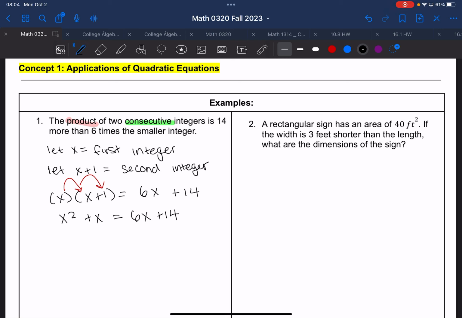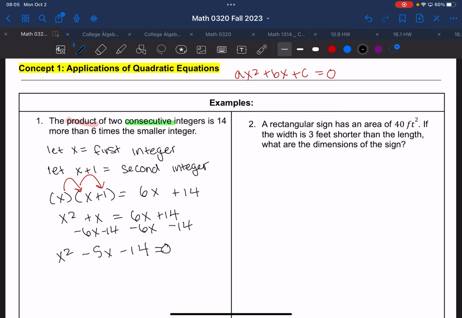Since we're dealing with quadratic equations, remember the standard form is ax squared plus bx plus c equals 0. So we need to get our equation looking like the standard form. What do we have to do to that 6x and that 14? Move them to the other side. So I'm going to subtract 6x and subtract 14 over to the other side. I get x squared, and then x minus 6x is negative 5x, then bring down that minus 14 equals 0. Now I have a quadratic equation in standard form.